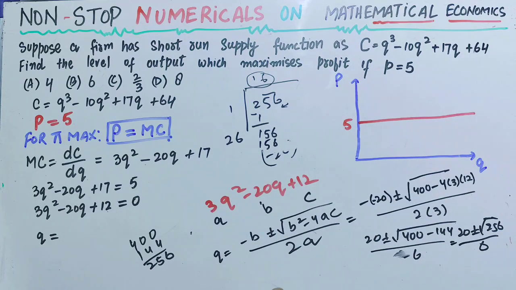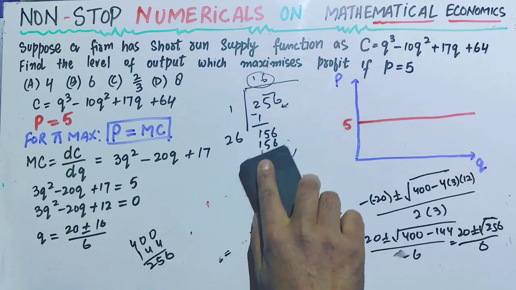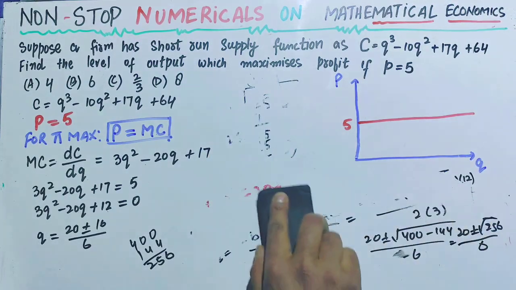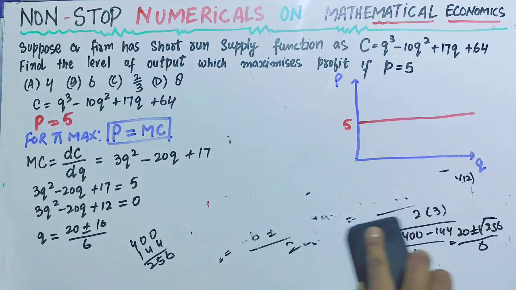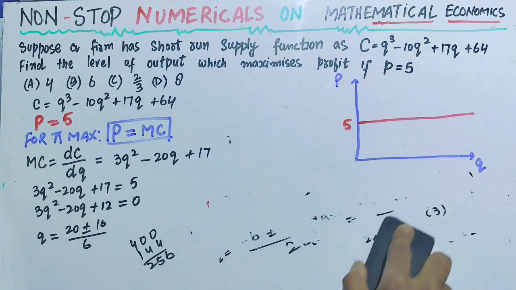Okay, that gives us Q will be equal to 20 plus or minus the root of 256, which came out to be 16, divided by 2 into 3, which is 6. Now let me rub this here, I don't need this now.